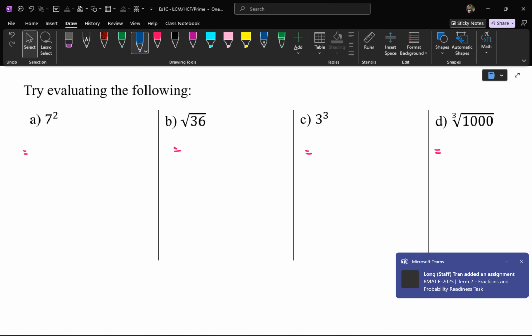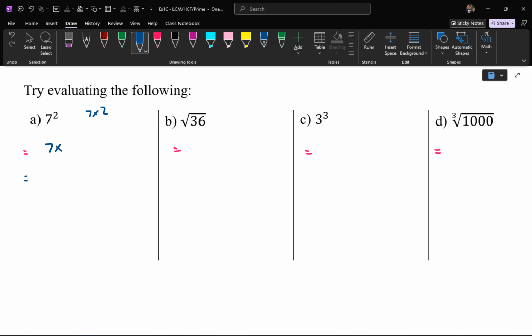What is 7 squared equal to? Not 14, because 7 squared is not 7 times 2. It is 7 times 7, which is 49. So that common mistake there, just be careful. 7 squared does not mean 7 times 2. 7 times 2 is 14, but 7 squared means 7 times 7. So going to 7 times 7, go to your times tables, it's 49.